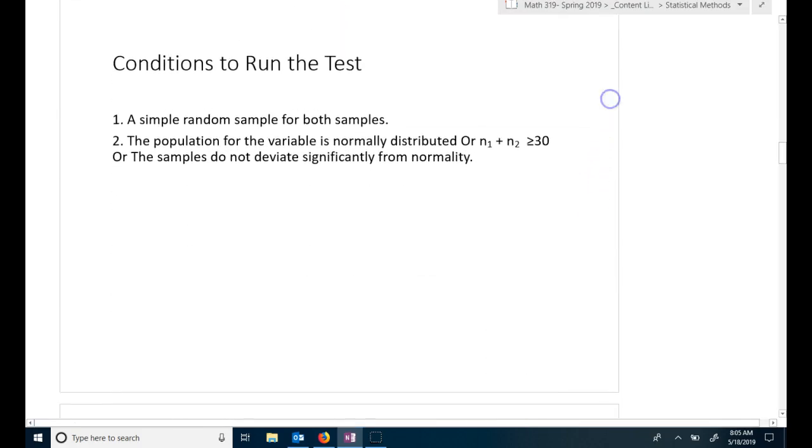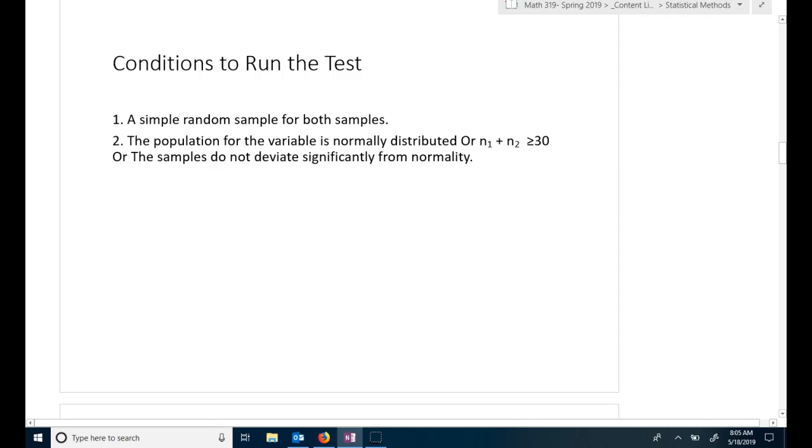Okay, now conditions to run the test. Anytime we're running any kind of test, we have to determine the conditions to run the test. Most of the time, this is a sample size consideration and also a simple random sample to make sure that we don't have any bias. In the case of the t-test, that's basically what it is.